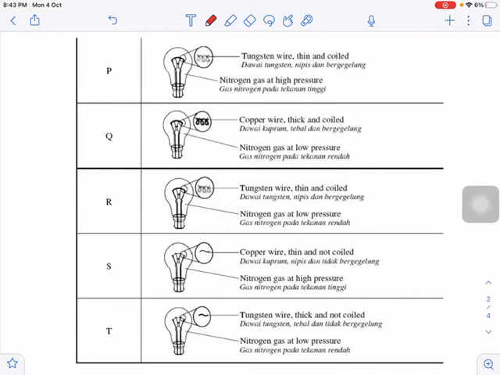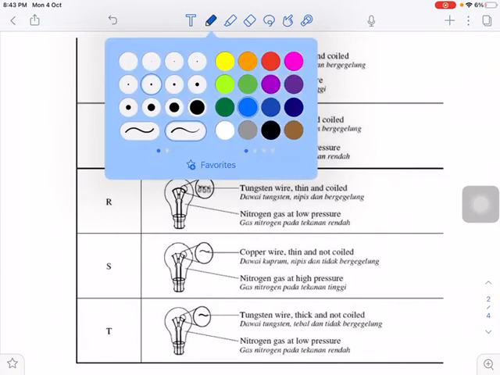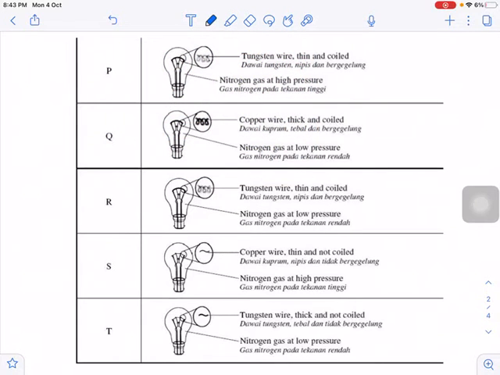Okay, so ada type of material of wire. Okay, so kita boleh pilih lah. First kali dia punya wire ni type of material sebagai first aspect. Second aspect ni dia punya thickness of the wire. Ni yang kedua. Ada yang coil, ada yang not coil. So yang tu yang ketiga. Yang keempat ni ada 2 pilihan, sama ada nak gunakan nitrogen gas at high pressure ataupun nitrogen gas at low pressure. So yang tu akan jadi point yang keempat.